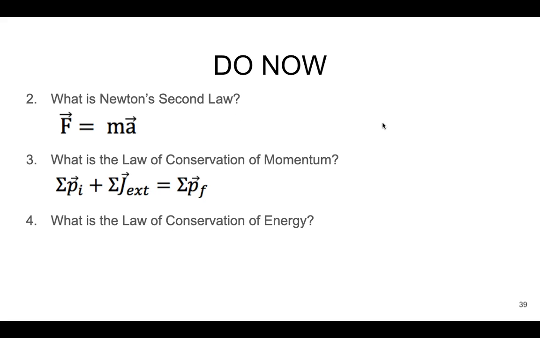And then this chapter, the big idea is, what is the law of conservation of energy? Well, it looks a lot like the law of conservation of momentum, only we've replaced the p's with E's and we've replaced the J with W. So sum of initial energy plus sum of external work equals sum of final energy.